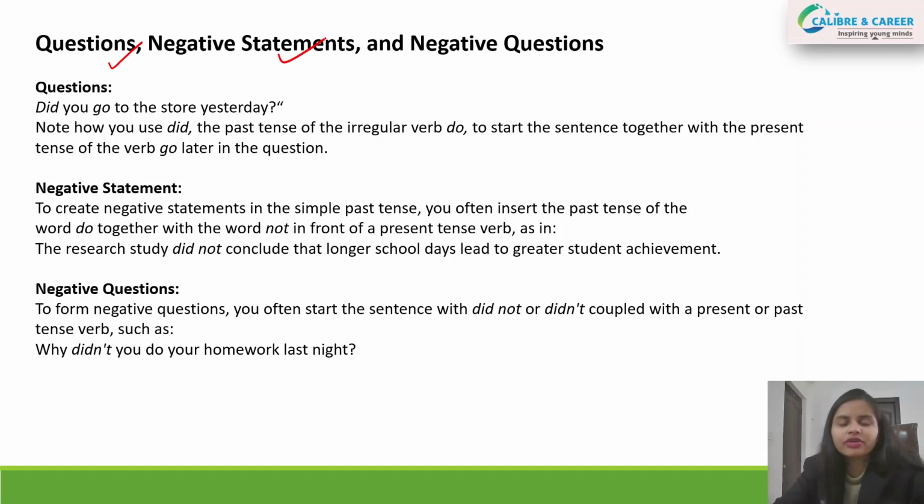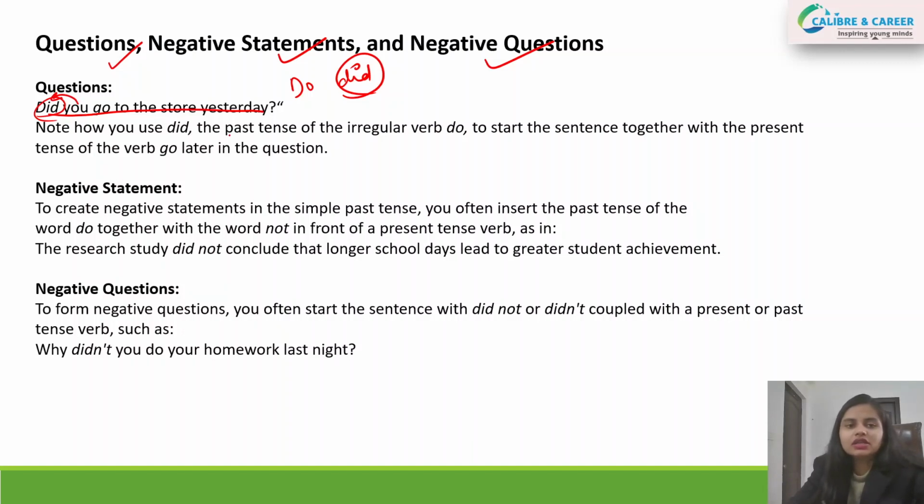which is in form of questions, in form of negative statement, or in form of negative question. So that is, "Did you go to the store yesterday?" Past action is being shown, but here "did" means the past of "do". Second form of verb you are using. "Did you go to the store yesterday?" And number one thing is, now in front of the subject you are using your verb before your subject. So, "Did you go to the store yesterday?"